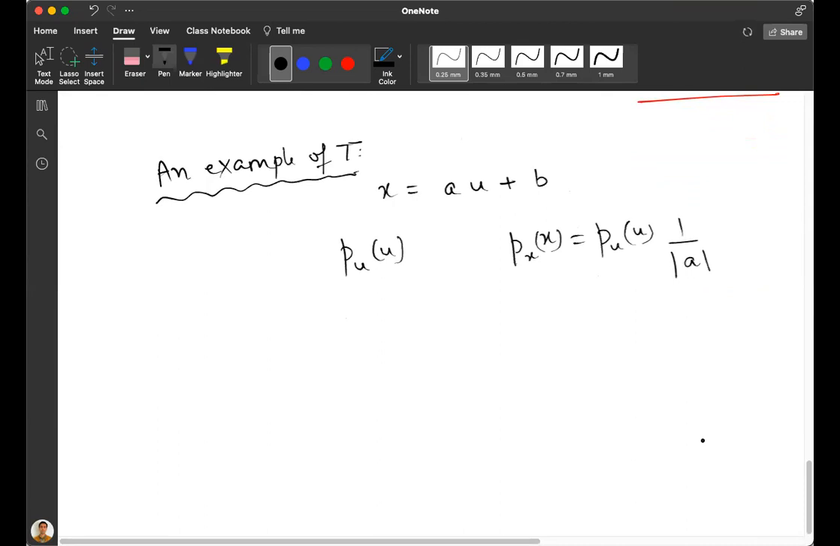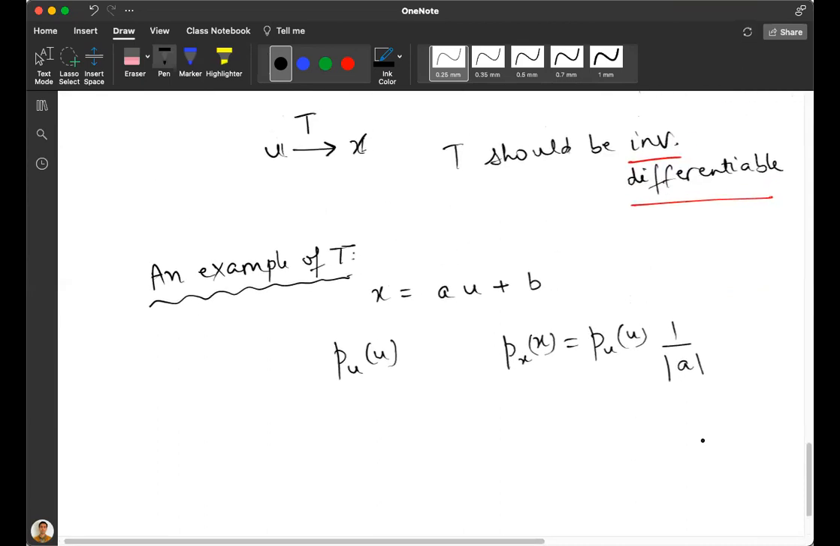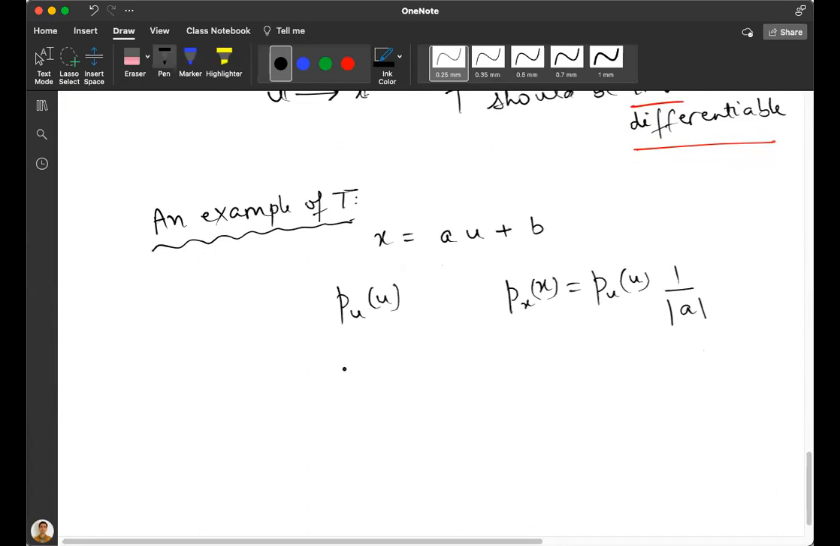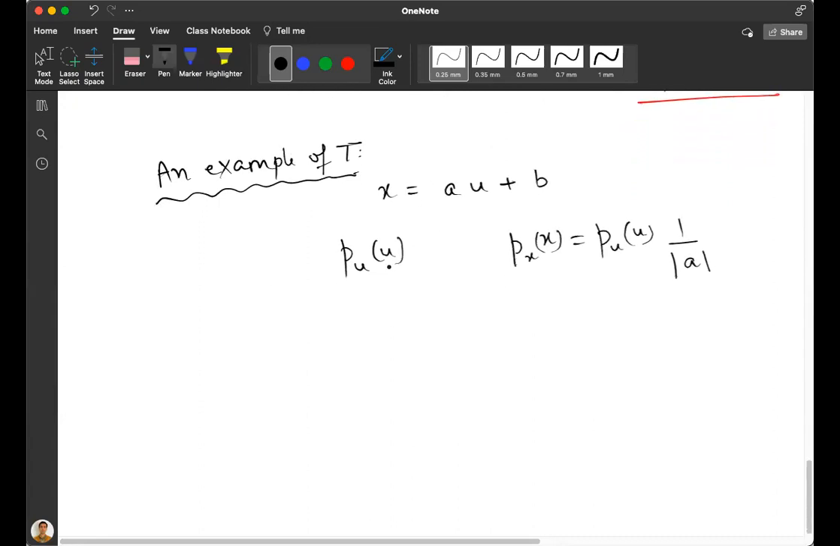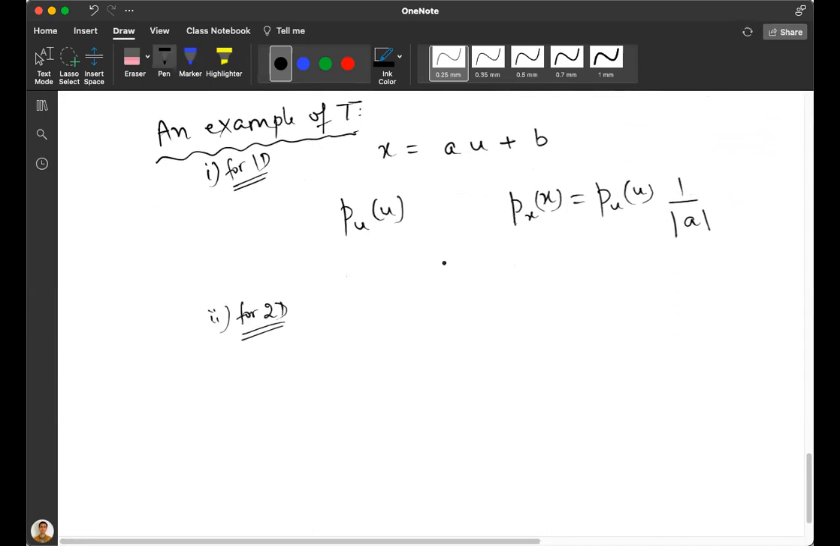Okay. So it is differentiable with respect to parameters A and B, and it's invertible also. So this is an example of T. Now let's go to higher dimensions. This was for scalar, for 1D. Now what about differentiable function?